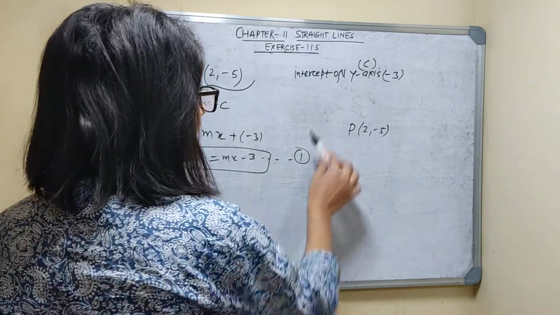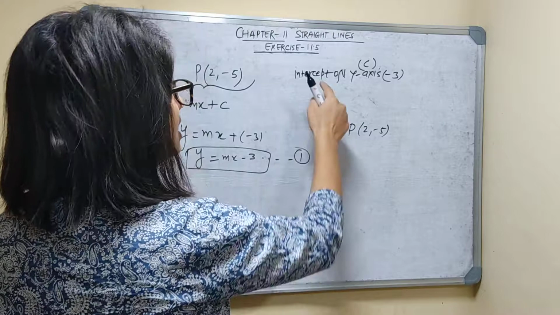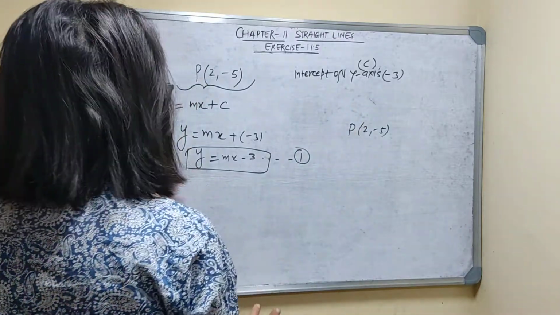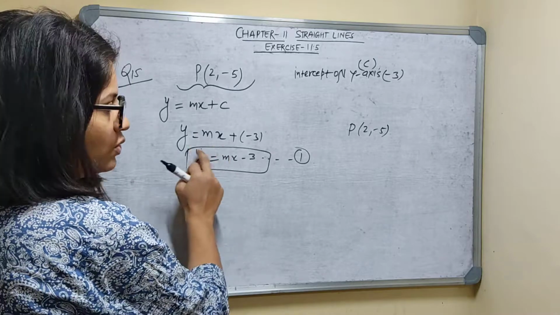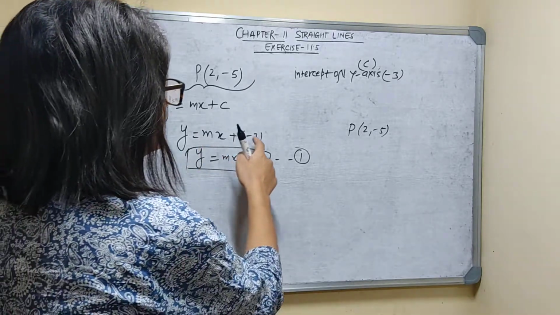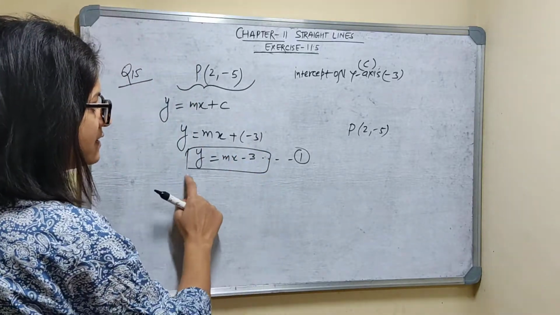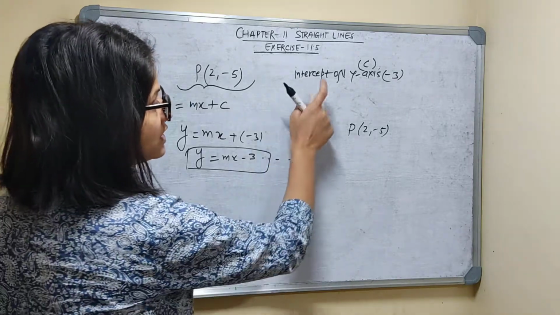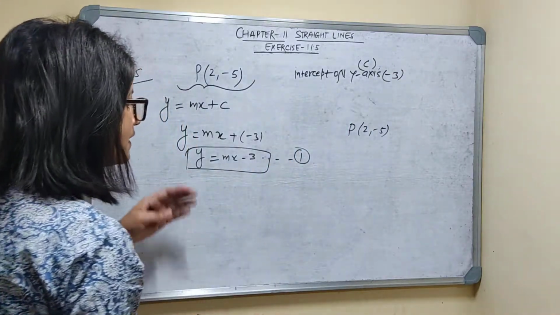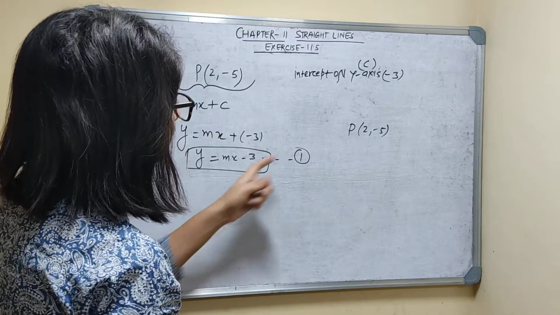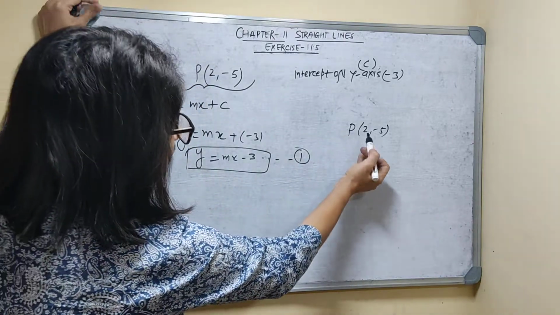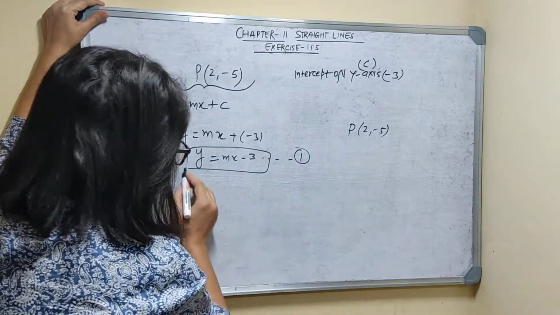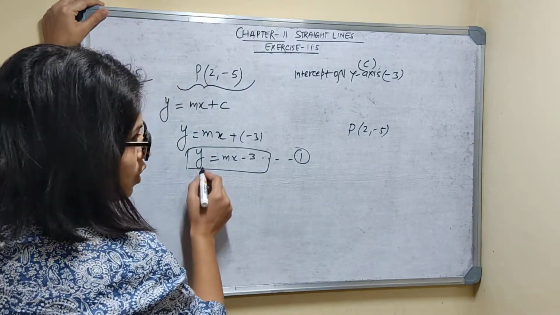But I don't know m here, so I am not writing directly. I am writing the equation of a straight line whose intercept on the y-axis is given. So y is equal to mx plus c. I don't know m, so mx plus c, I am writing minus 3. So y is equal to mx minus 3. This is the equation of a straight line whose intercept on the y-axis is minus 3. But this line should satisfy this point also. So I can substitute. This is x, this is y.